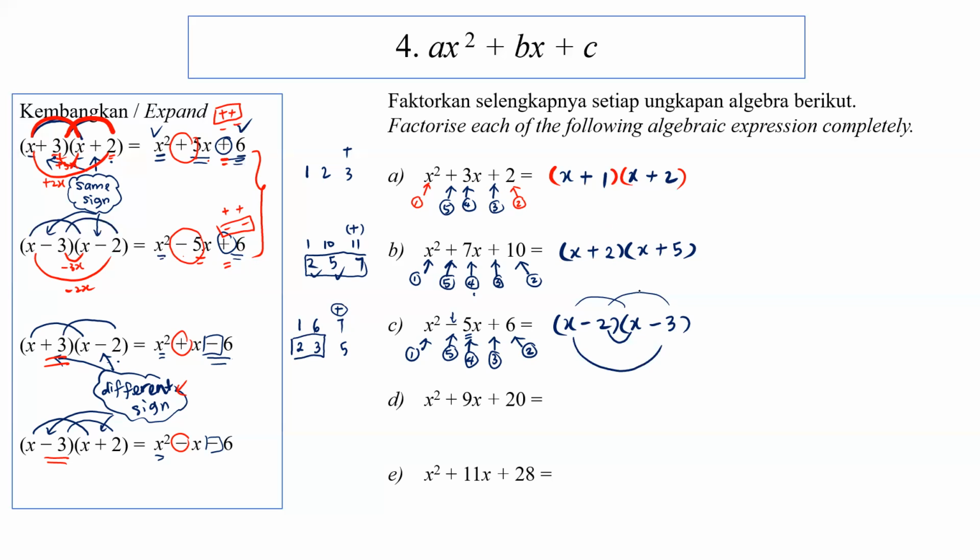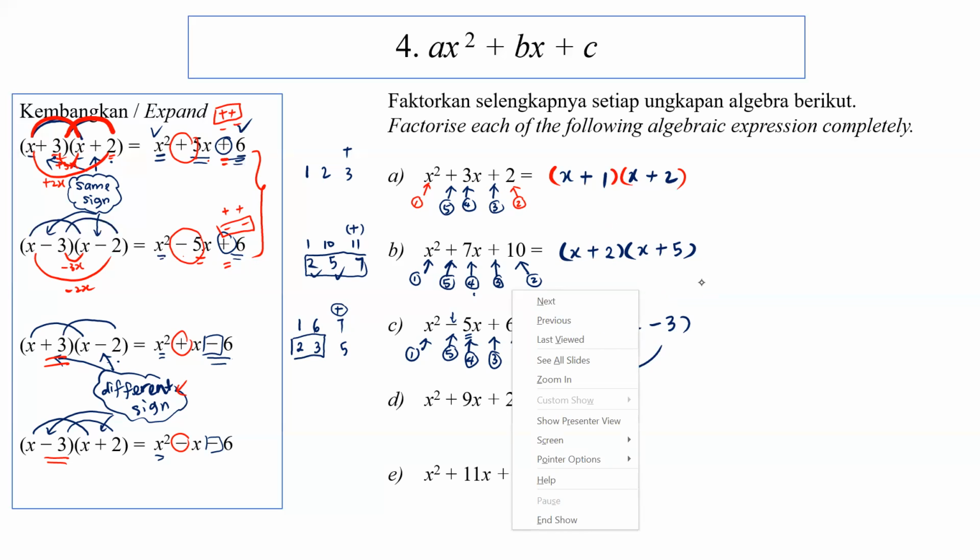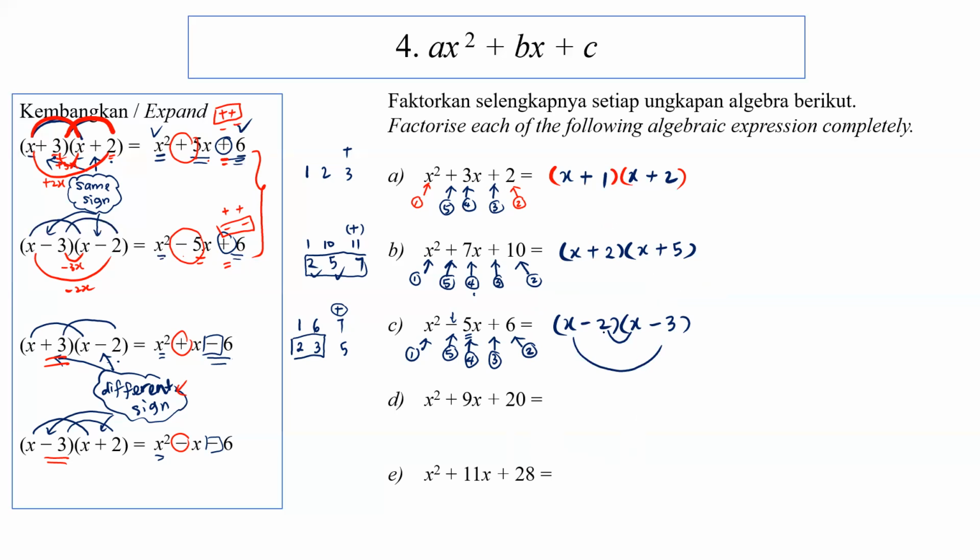Okay, no need to check the x squared and the 6. Just check the inner pair and the outer pair will do. So negative 2 times x would have negative 2x. X times negative 3, we got negative 3x. So now you see, same sign, find the sum. The sum is negative 5x, so correct. So once you have checked your factorization, then this is the final answer.